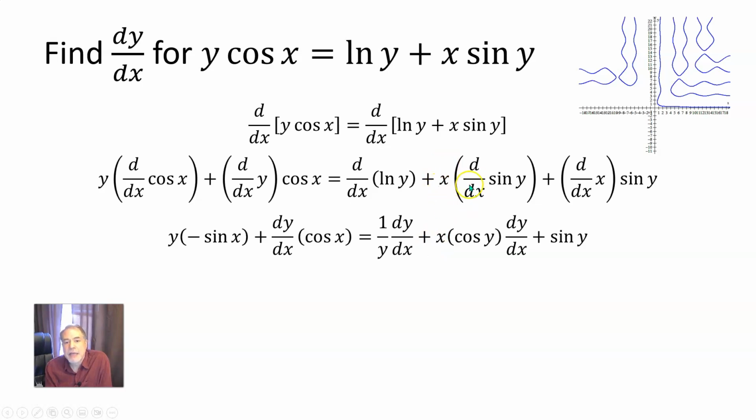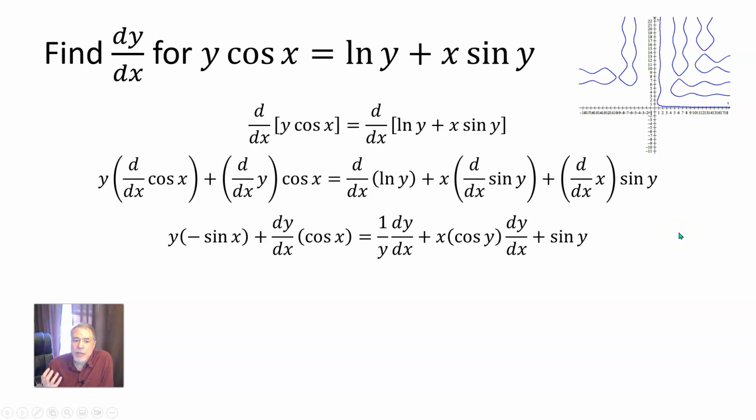Plus we have x times, and now for the derivative of sine y, we've got to use the chain rule here. The derivative of the sine of something is the cosine of that something times the derivative of the something. So here that would be cosine y times dy dx. And then we have the derivative of x, which is just 1 times the sine of y.